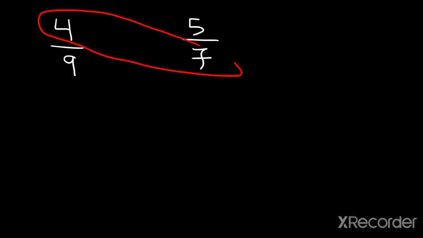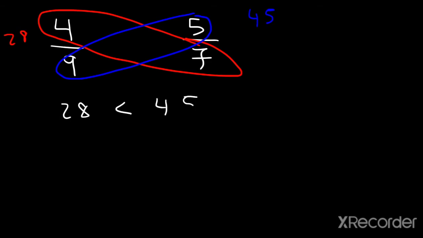Here's another example. Try this problem, 4 over 9 and 5 over 7. Use the cross multiplication technique and then confirm your answer by getting common denominators and comparing the values of the numerators. First, let's multiply 4 by 7. 4 times 7 is 28. And then we'll multiply 9 and 5, which is 45. So 28 is less than 45. Therefore, we can say that 4 over 9 is less than 5 over 7. That's going to be the answer.